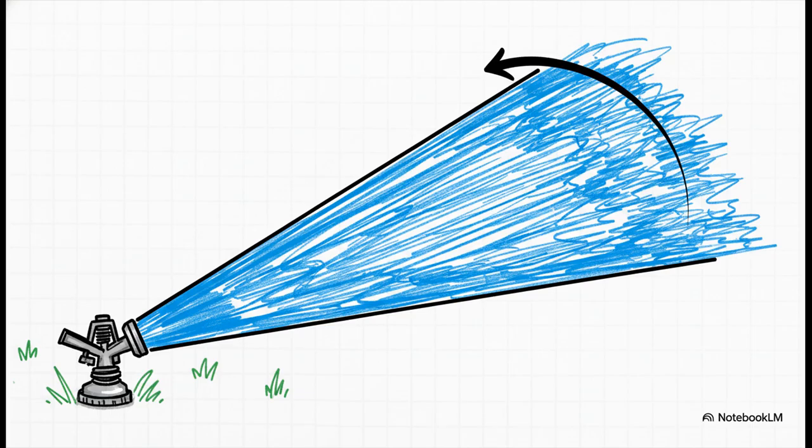Here's the scenario. An automatic lawn sprinkler sprays a distance of 20 feet, so that's our radius, and it rotates through a 30-degree angle. We are going to calculate both the 1D arc length the water travels along the outside edge and the 2D sector area of the grass that actually gets watered.